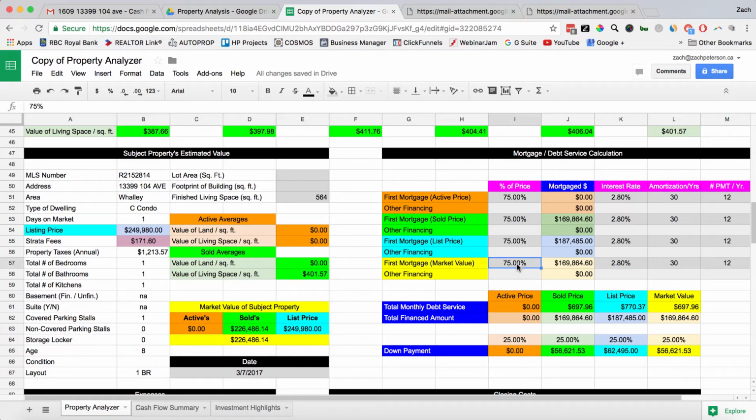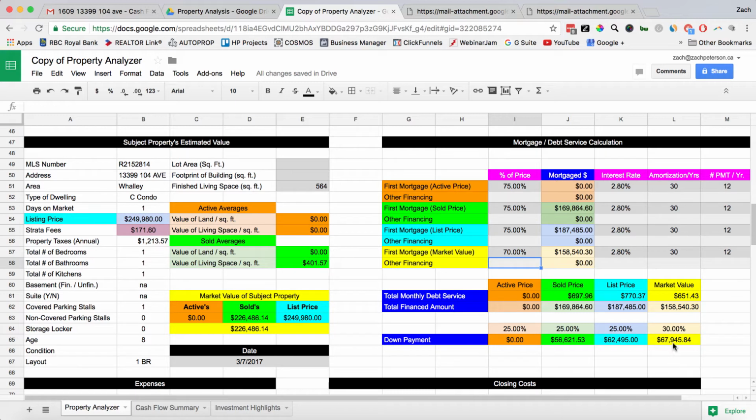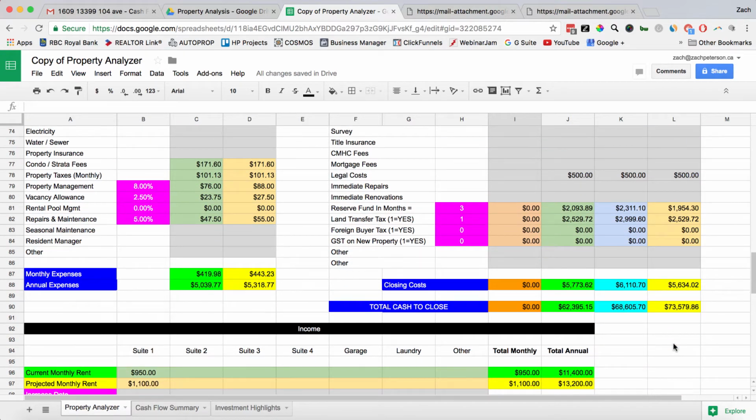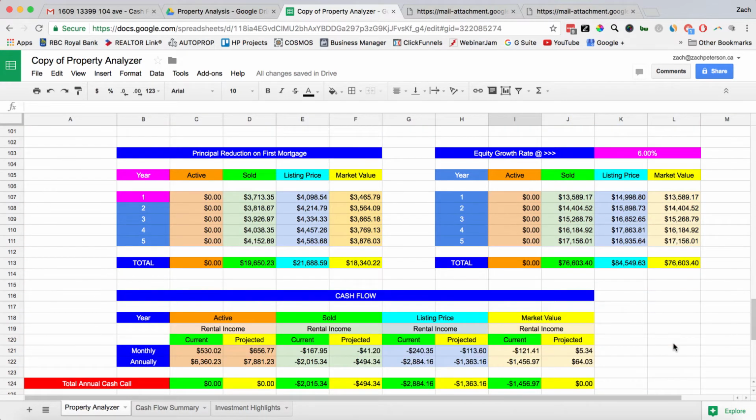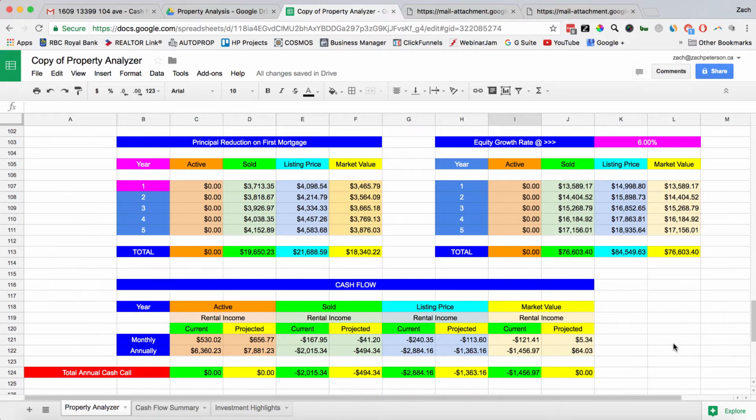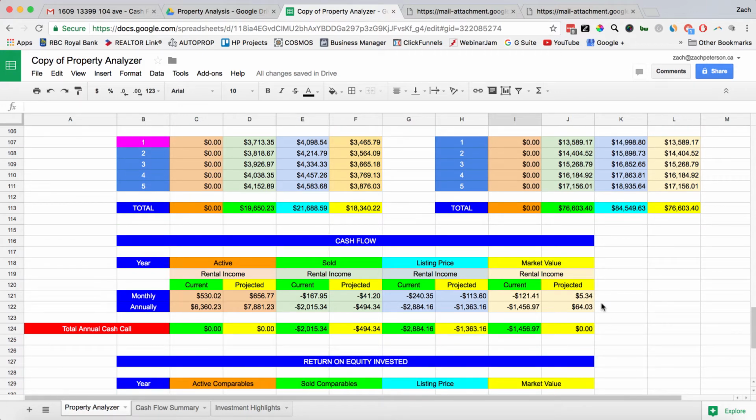So we'll say we're only going to do 70% financing, and we're going to put a 30% down payment. So now your payment has gone up about $10,000. So you're going to put another $10,000 down on your closing costs and down payment. And now with a property manager at the highest possible rent, this property is going to cash flow $5. So any positive cash flow is good.